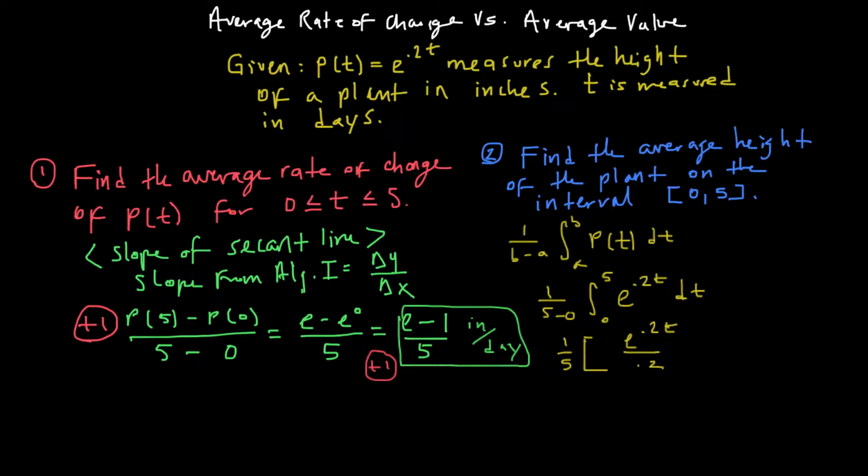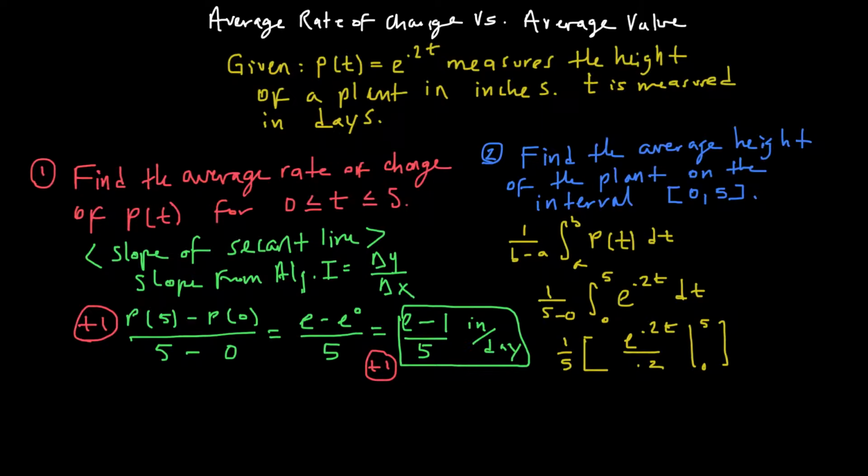This is called the chain rule in reverse, because if you were taking the derivative, you would say e to the same power times the derivative of the power. But here, since you're taking the antiderivative, then you take the chain rule in reverse. Instead of multiplying by the derivative of the power, you divide by the derivative of the power, and then you evaluate that from 0 to 5.